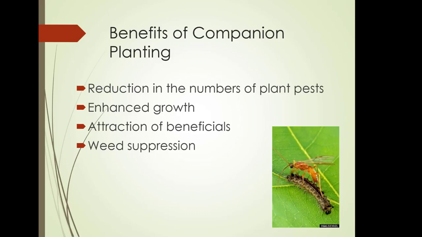So you might consider planting some companion plants, because this can reduce the numbers of plant pests. It can enhance growth depending on what you're growing. And it can attract beneficials, and of course it can suppress weeds because it's providing competition.